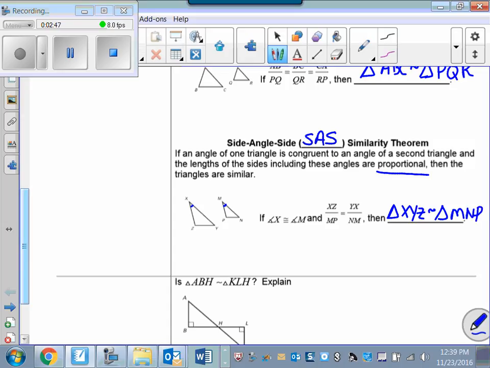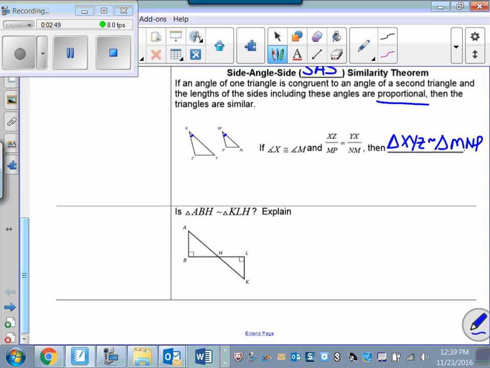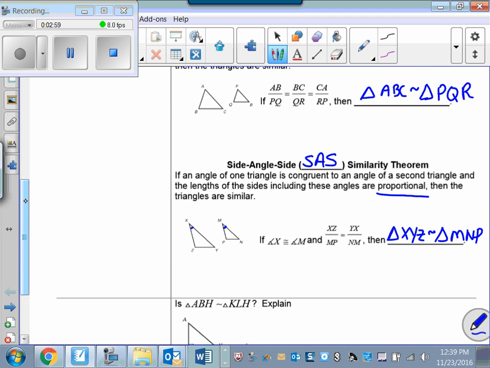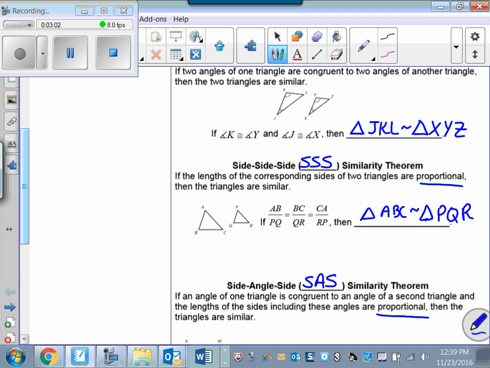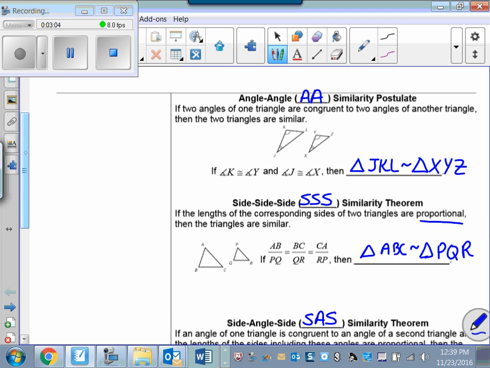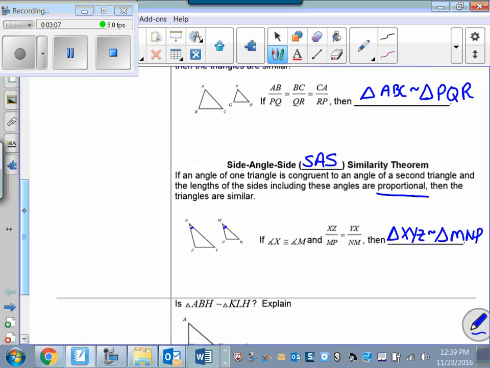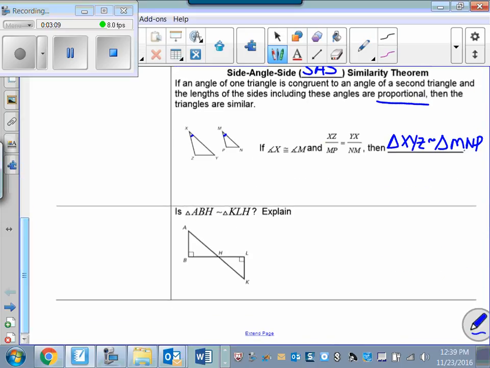Okay, so those are our similarity theorems and postulates. So let's go. How are we going to use that? Is triangle ABH similar to KLH? Well, here are the ways we're going to prove that triangles are similar. It's either going to be by angle-angle, side-side-side, or side-angle-side. So we've got three options here. I don't know anything about sides, but hey, look at this. I've already got the right angles, so I'm going to say yes. They are similar.